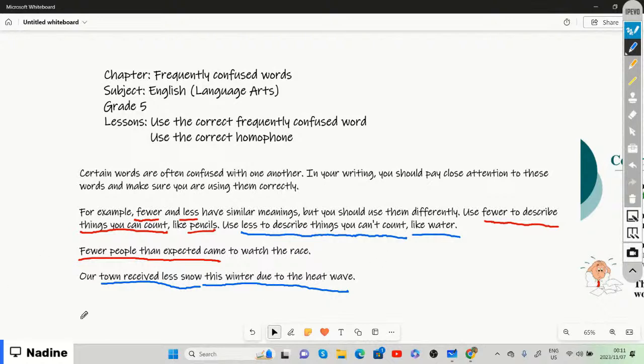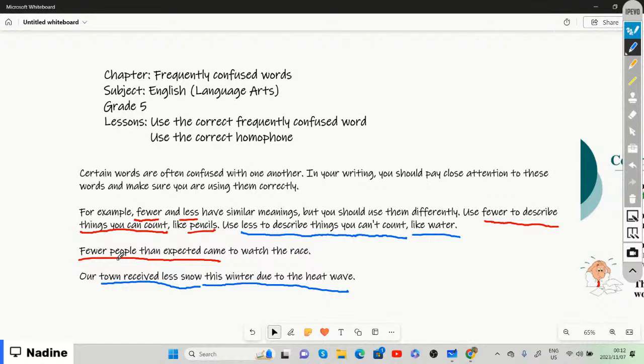So this is but two examples of words that are more commonly confused with one another, right? Like fewer and less. They do have a similar meaning, right? It's where you don't have much of something. However, we should definitely use them differently.